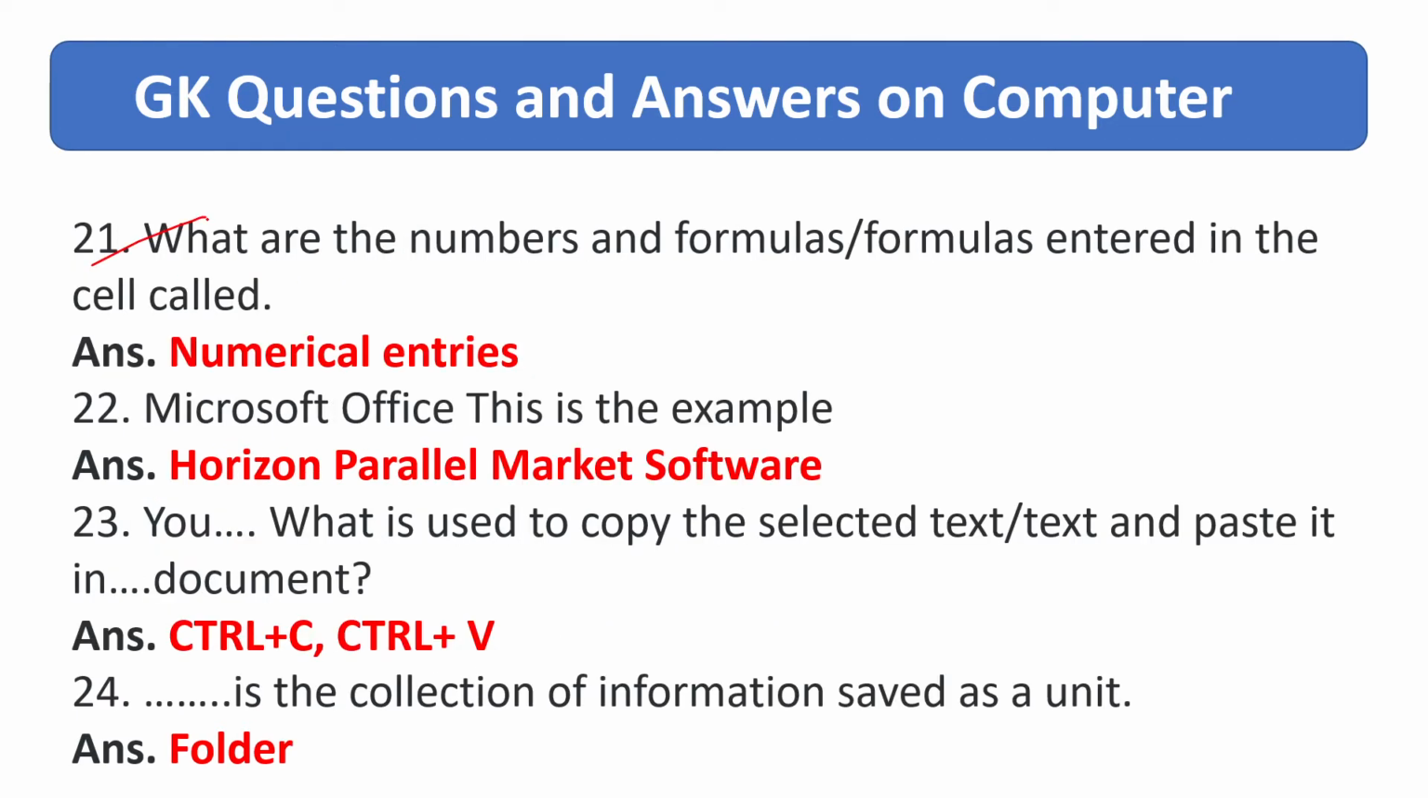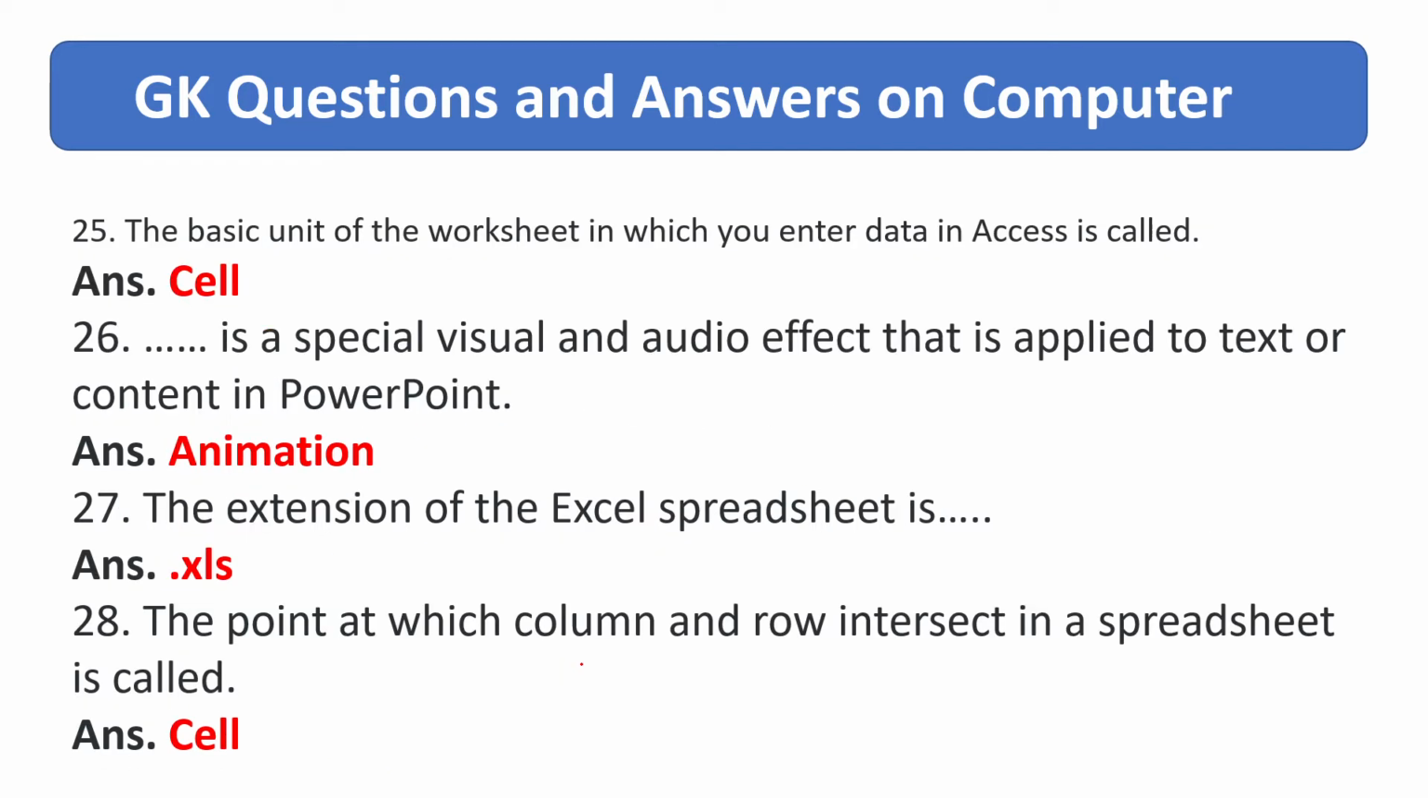What are the numbers and formulas entered in the cell called? Answer is numerical entries. Microsoft Office, this is an example of? Answer is office productivity software. What is used to copy the selected text and paste it in a document? Answer is Control C and Control V. Is the collection of information saved as a unit? Right answer is folder. The basic unit of a worksheet in which you enter data in Excel is called?